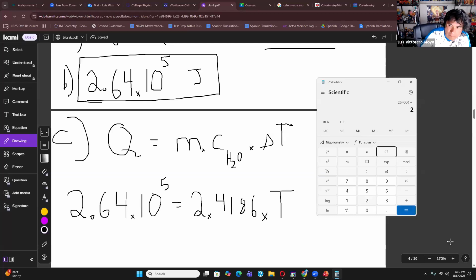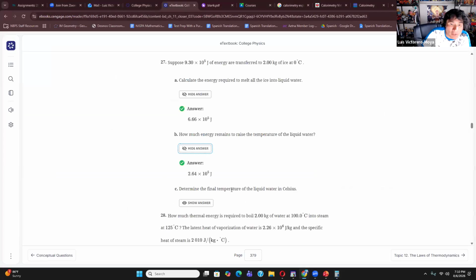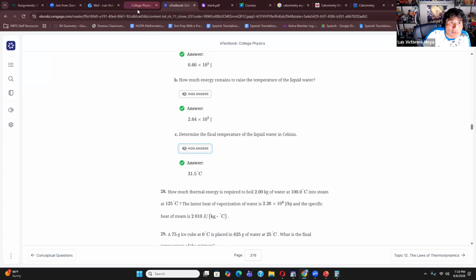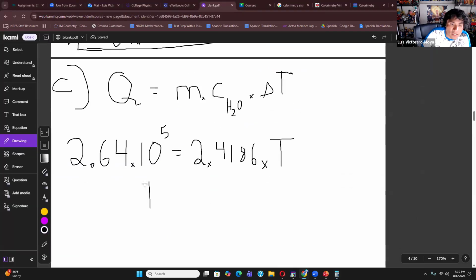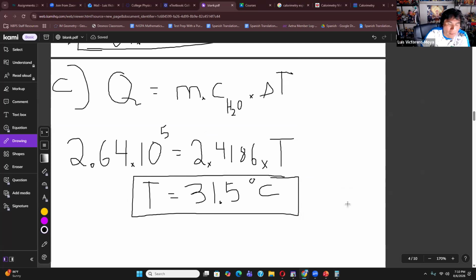Yep. 31.5 degrees Celsius. Let's double check. Yeah, 31.5 degrees Celsius. So T is 31.5, which is the average temperature of a summer day. It's about 90 degrees Fahrenheit. Questions? No questions? You sure?